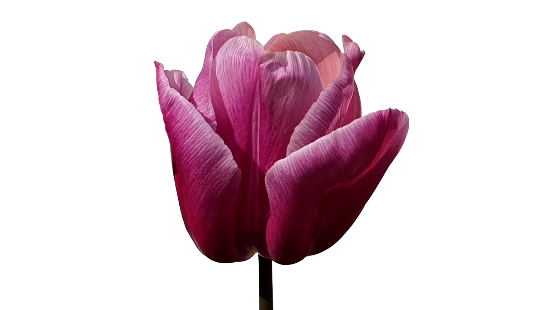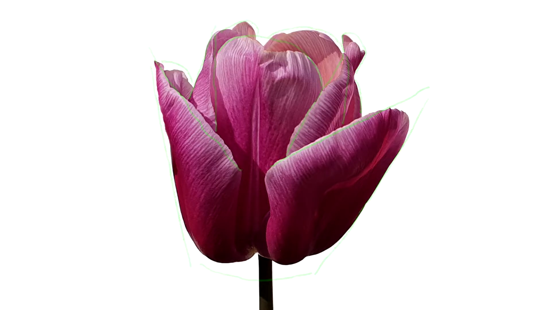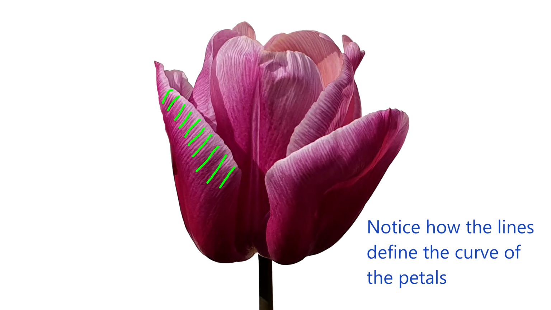Okay, we've got the tulip here. Now, the first thing we need to do is to look for the shapes. You see how the petals look like triangular shapes. You've got triangles and curves. Notice how they relate to each other. Notice how big they are in relation to each other. This is what you've got to be looking for.